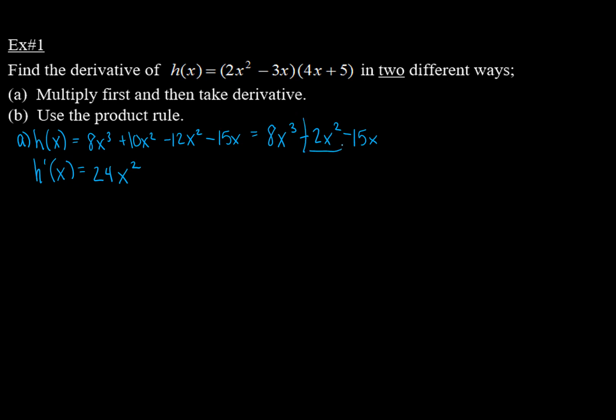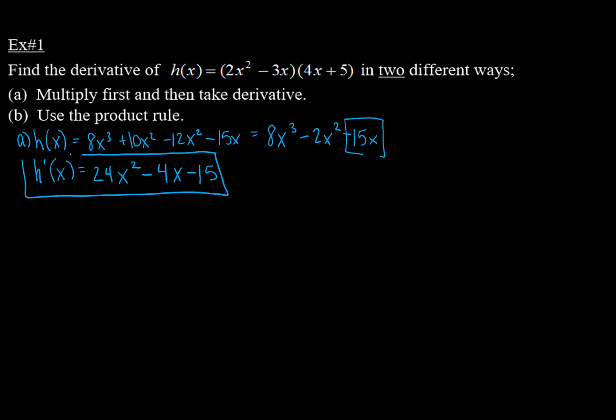Then for the next term, I've got the power of 2. I'm going to multiply that by the negative 2, so that's going to give me a negative 4. Keep the x, and then the 2 is reduced by 1, so I get x to the 1. For the next term, I'm going to take the derivative of negative 15x, and the power of 1 multiplies by the negative 15, and I just get negative 15. So that's my derivative of h of x.